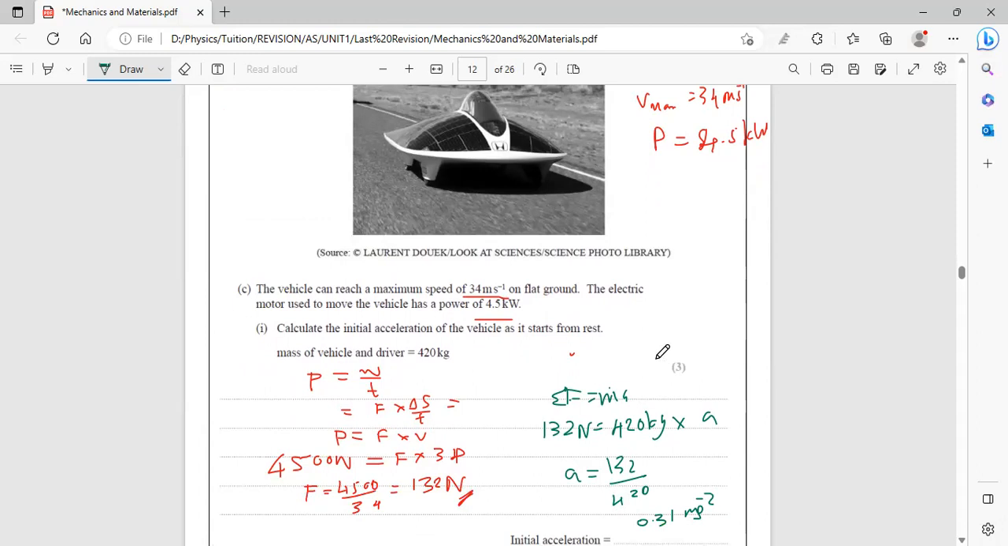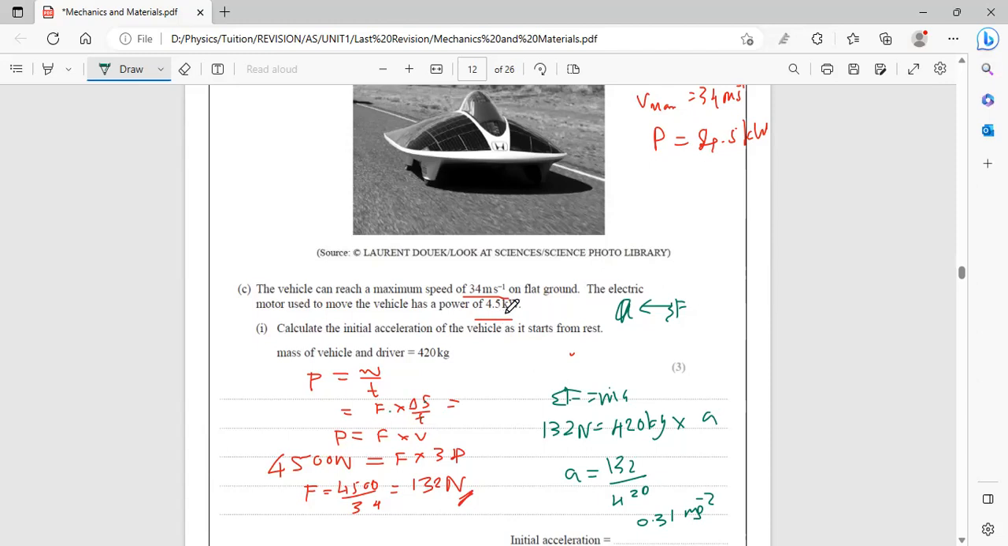Right. To find the initial acceleration, we need the resultant force. How can you find force from power? Most of the time we get the scenario where power is linked with the force and the velocity. Power is work done over time. Work is force times displacement, divided by time. If you separate displacement over time, that's velocity. So the power is equal to force times velocity.